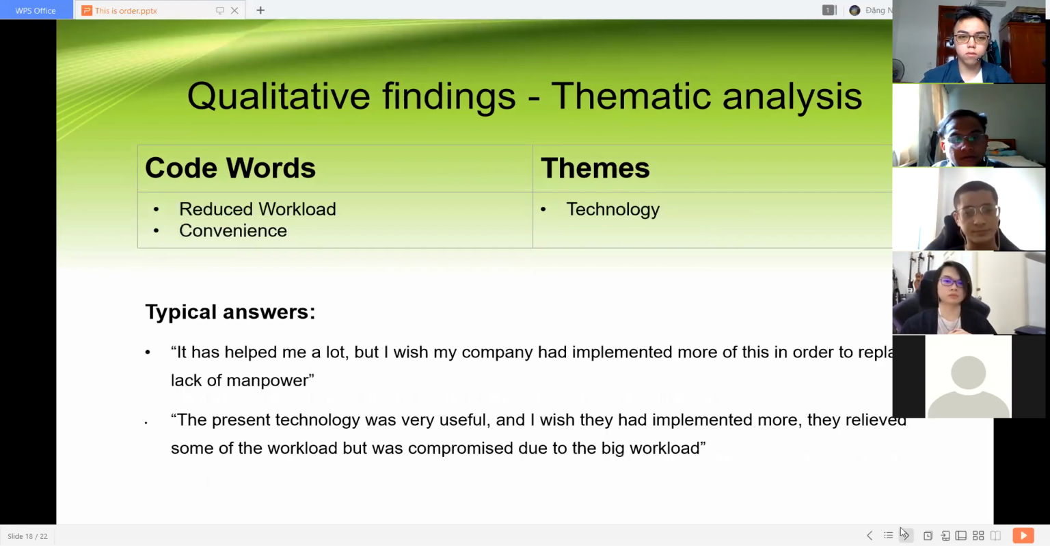Next slide. Lastly, respondents felt that technology had helped them greatly, as several gadgets such as the automatic infrared thermometer and electric wheelchairs have saved them a lot of effort during this period of low manpower. However, they also mentioned that although the technology was helpful, it paled in comparison to the overwhelming workload. With this, I'll pass the time to my groupmate Kwang.